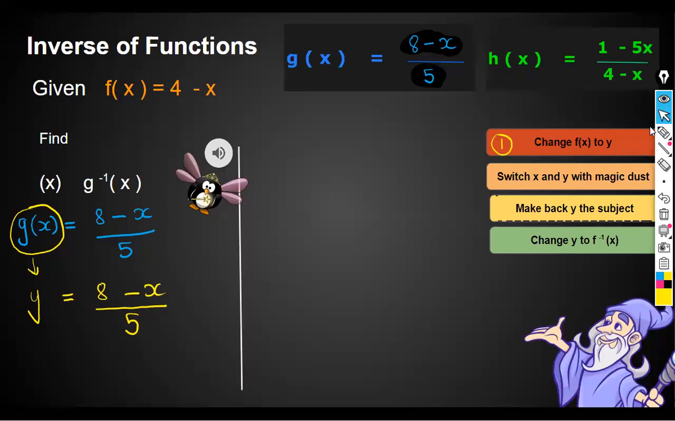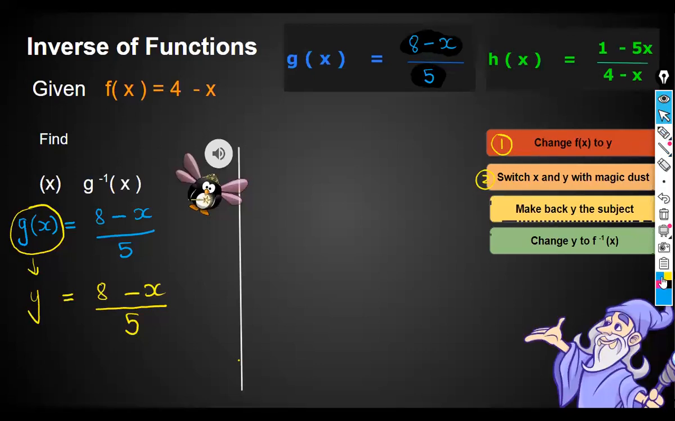Step 2. We're going to sprinkle the magic dust, right? And remember what the magic dust does. It just switches the x and the y. So I have limited space. Sprinkle the magic dust here. Right, so we sprinkle it. So all the y's are going to change to what? X. And all the x's are going to change to what? Y. We just sprinkled the magic dust.